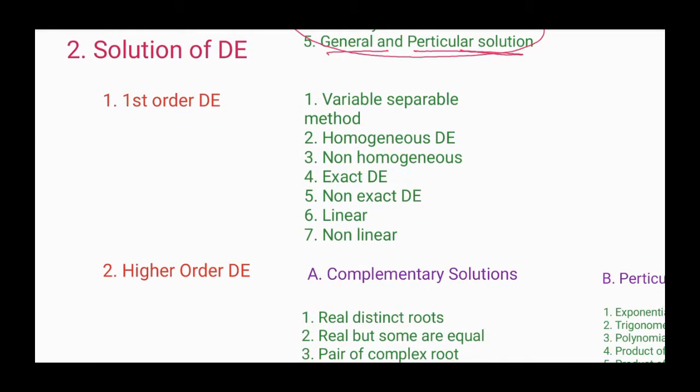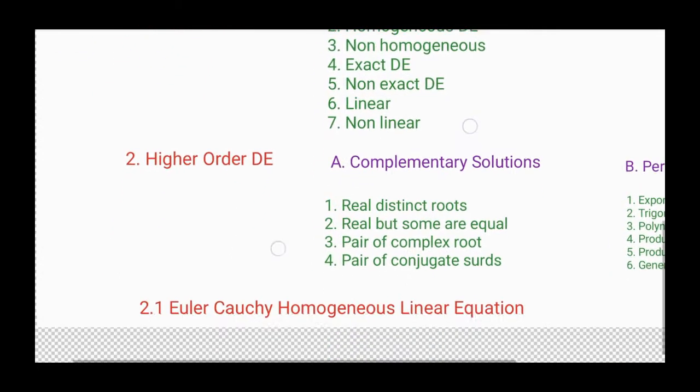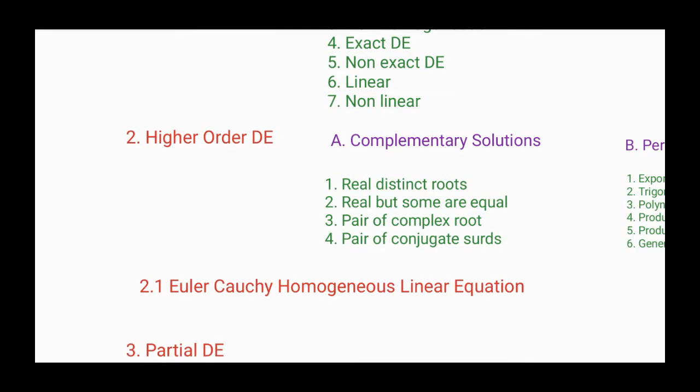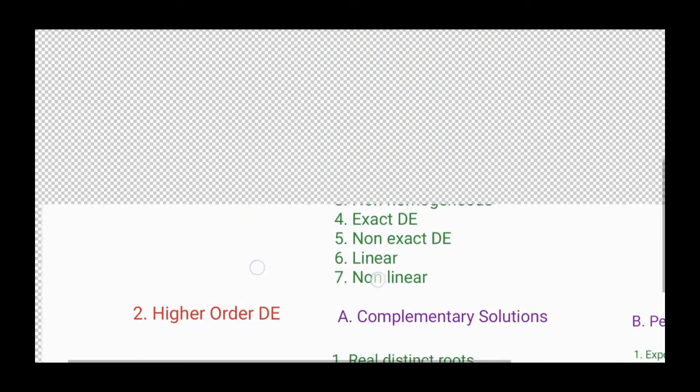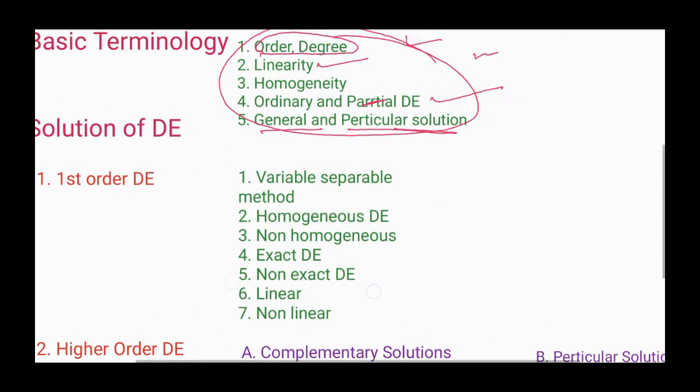First is first order differential equation, next is higher order differential equation, and the next is the partial differential equation. In 3 basic sections I have divided this. In case of first order differential equation, the types of solutions are: first one is variable separable method, next one is homogeneous differential equation, third is non homogeneous, fourth is exact, fifth is non exact, sixth is linear, and seventh is non linear.